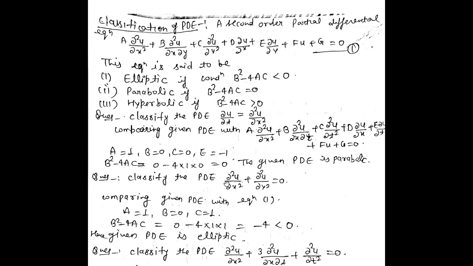Now classify the PDE: del 2u upon del x2 plus del 2u upon del y2 is equal to 0. Again, comparing the given PDE with equation 1, A is equal to 1, B is equal to 0, C is equal to 1. Now find b square minus 4ac: 0 minus 4 into 1 into 1, so minus 4, less than 0. So which condition is satisfied? Condition 1 is satisfied because minus 4 is less than 0. So this is your elliptic, right? This is your Laplace equation.